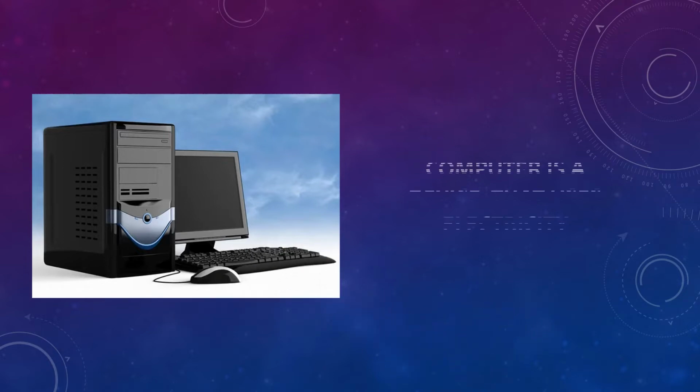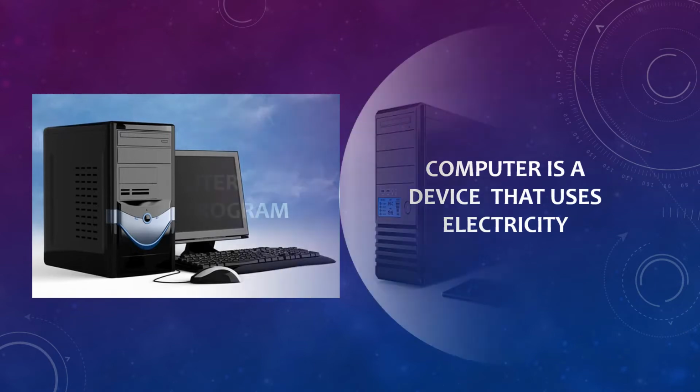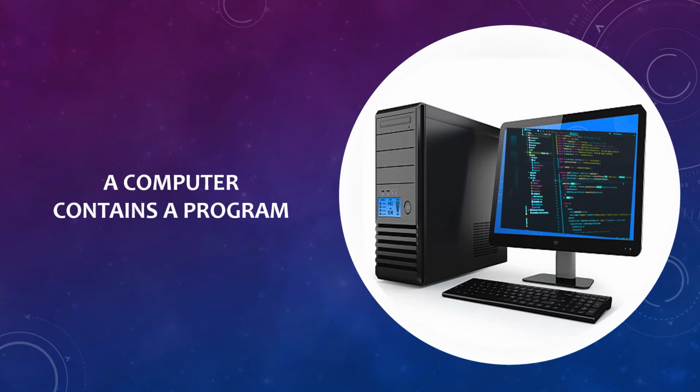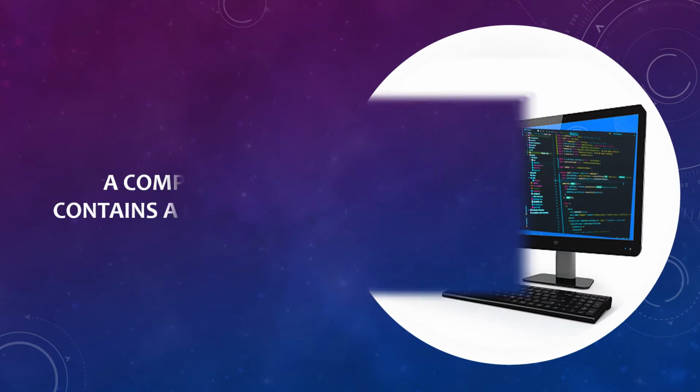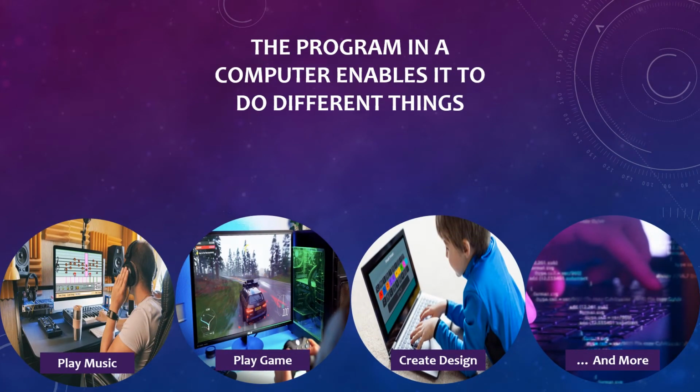A computer is a device that uses electricity. A computer contains a program. The program in a computer enables it to do different kinds of things. For example, you can play music, you can play a game, you can create designs and do much more things with a computer.